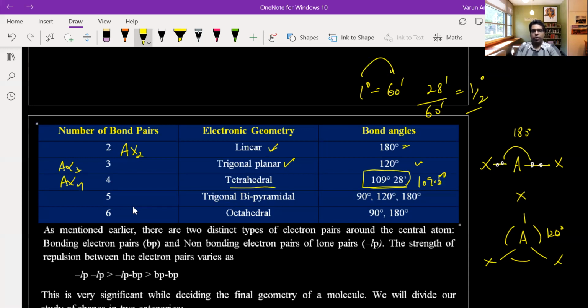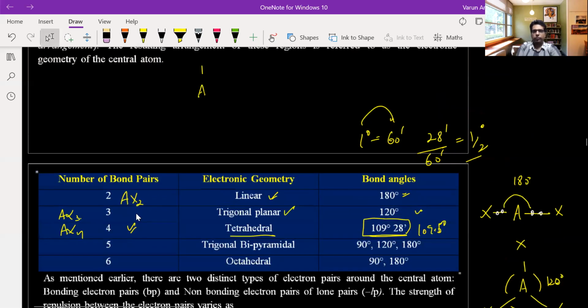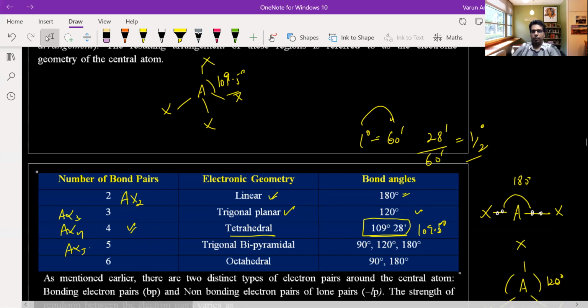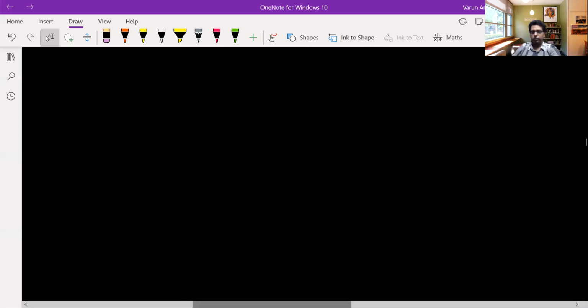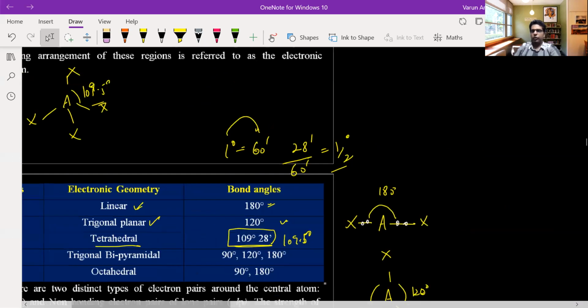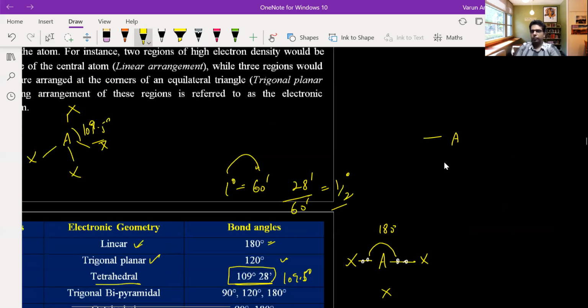So AX4 type of molecule with four bond pair, it will be tetrahedral in shape, like methane molecule, and the bond angle will be 109.5 degree. Then AX5 type of molecule, it will be trigonal bipyramidal in shape. Three atoms at the corners of an equilateral triangle, one at the top, one at the bottom. So trigonal bipyramidal in shape.